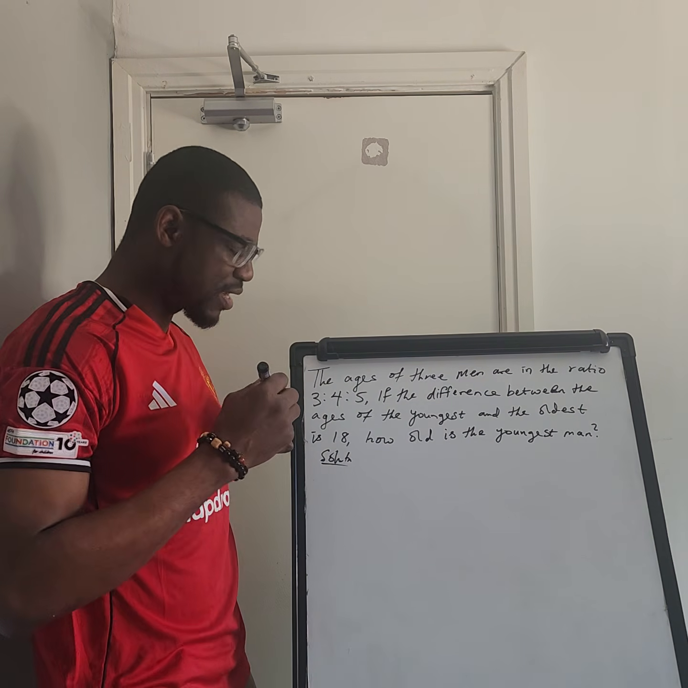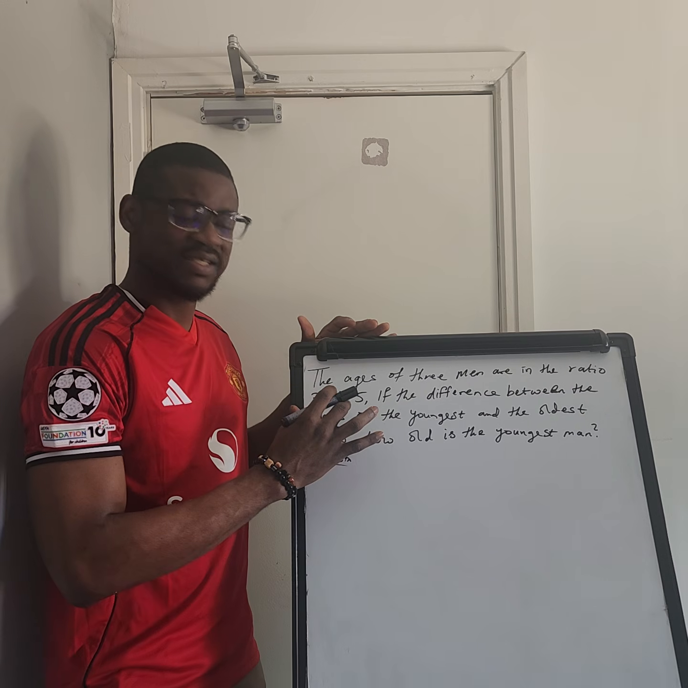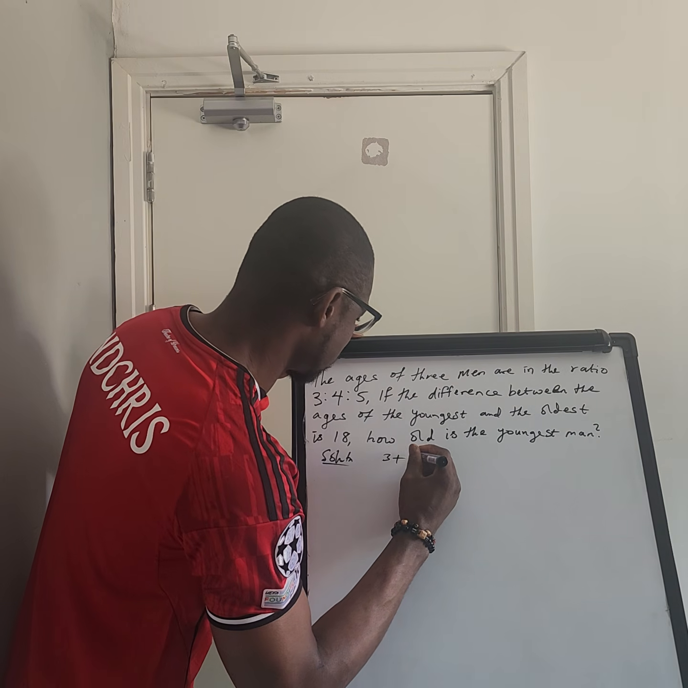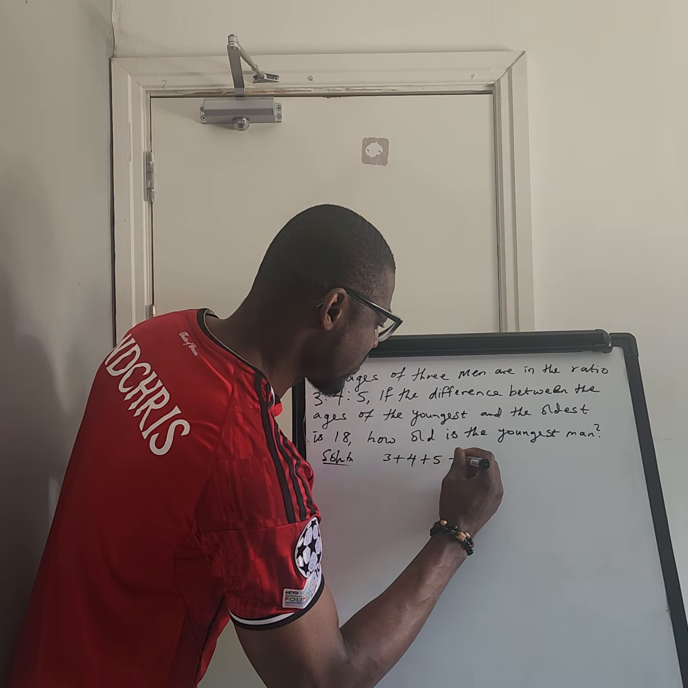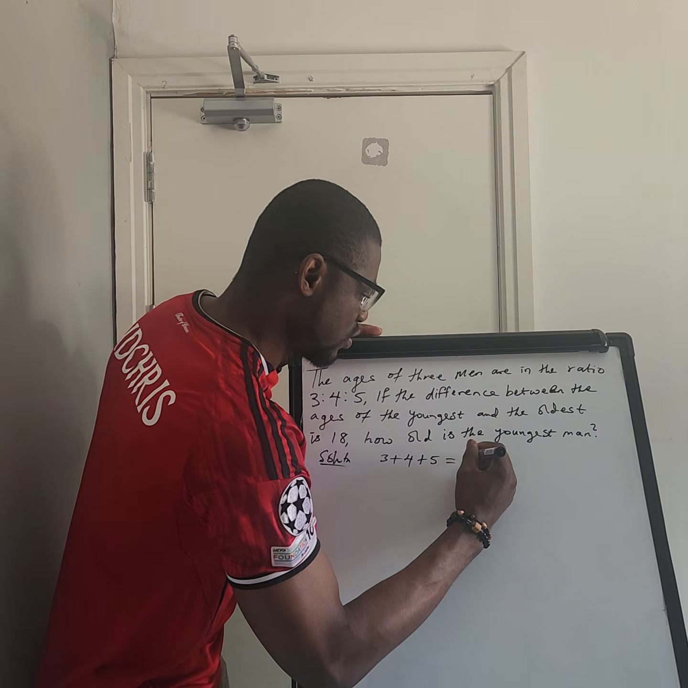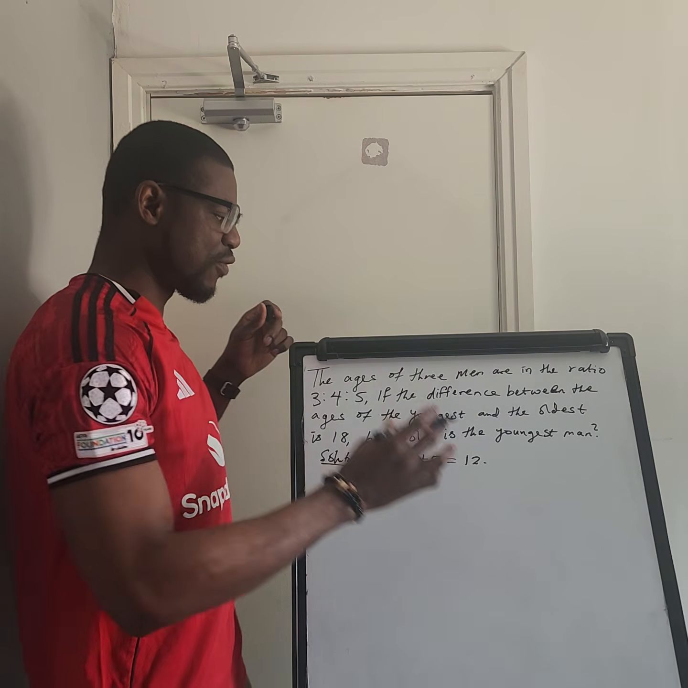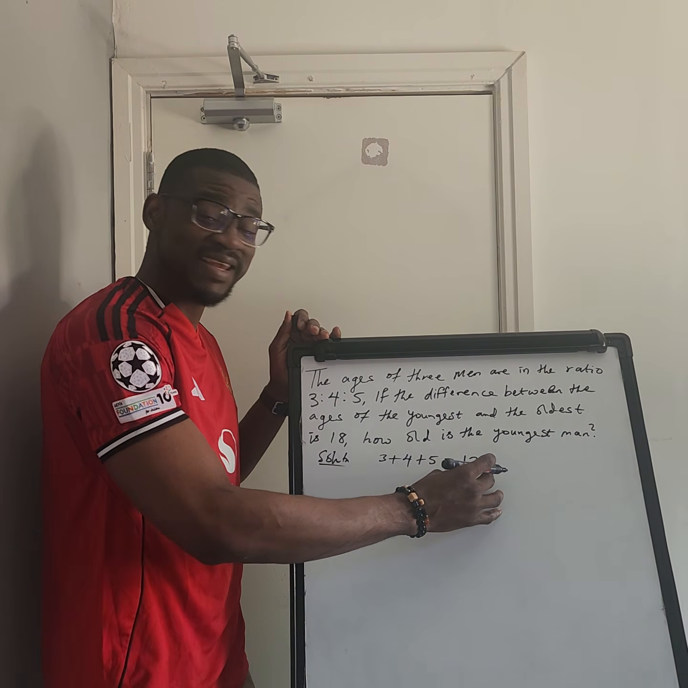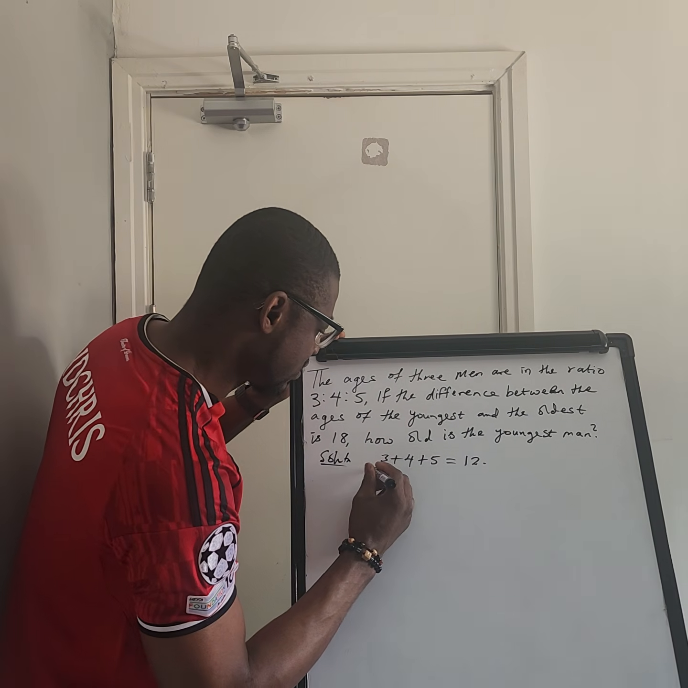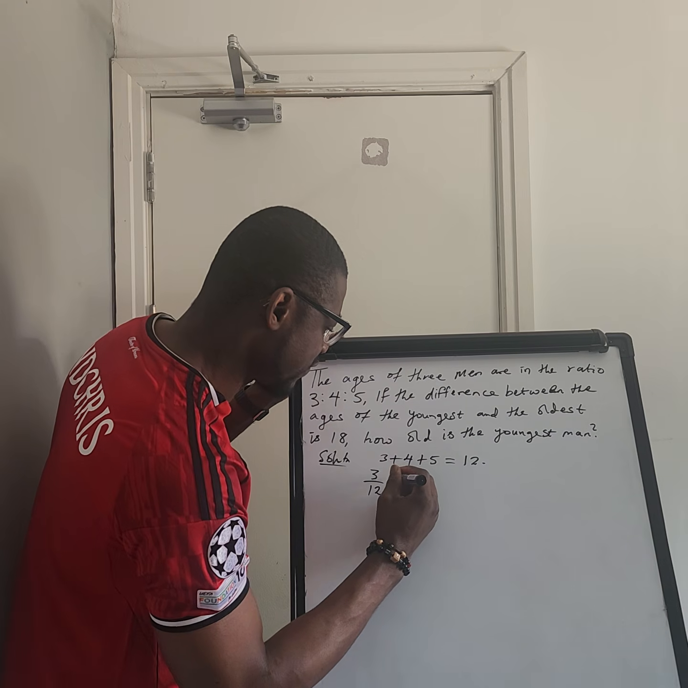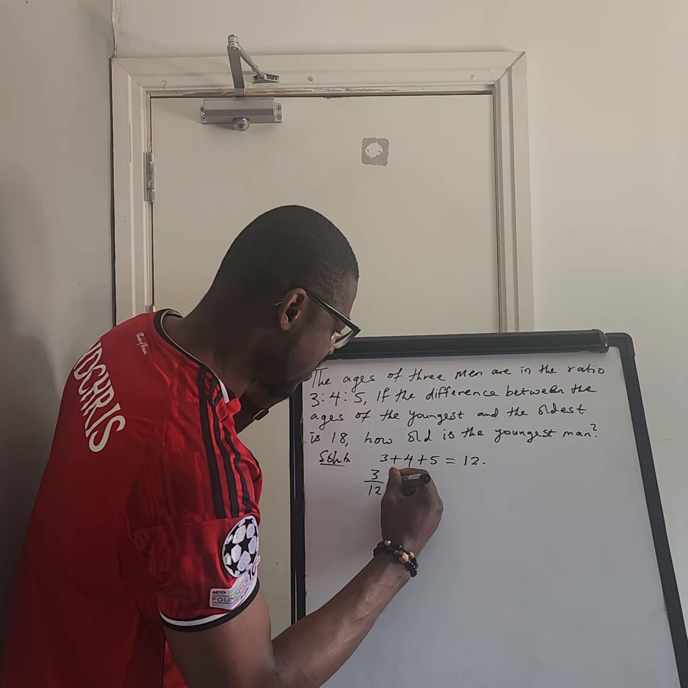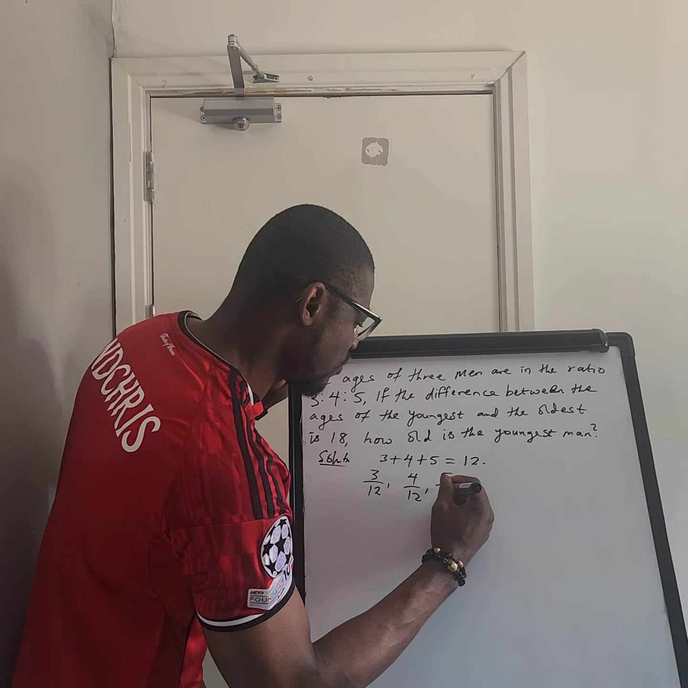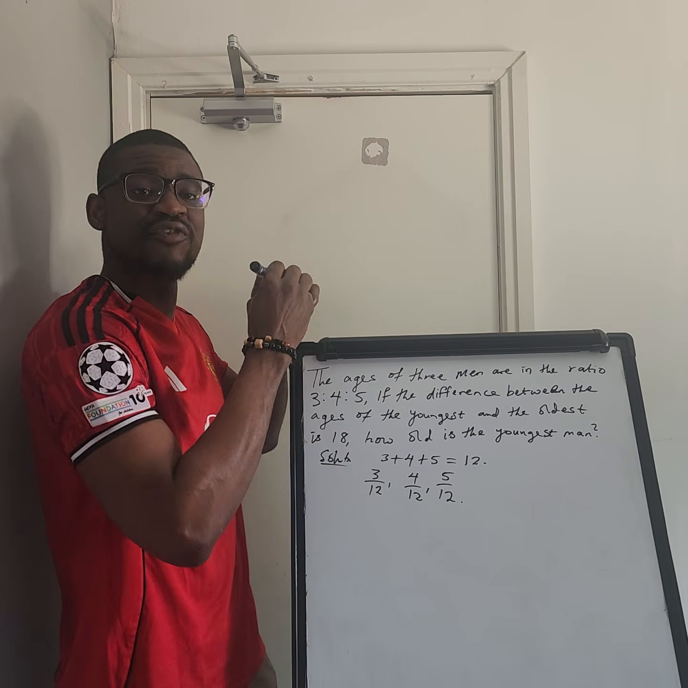Solution. Now, we have to add up this ratio. So we're going to say 3 plus 4 plus 5. That totals 12. Now, the total ratio is 12. So we need to find the smallest and then the largest. So we're going to say 3 all over 12, and then we have 4 all over 12, and then we have 5 all over 12. So we're expressing it in form of fraction now.